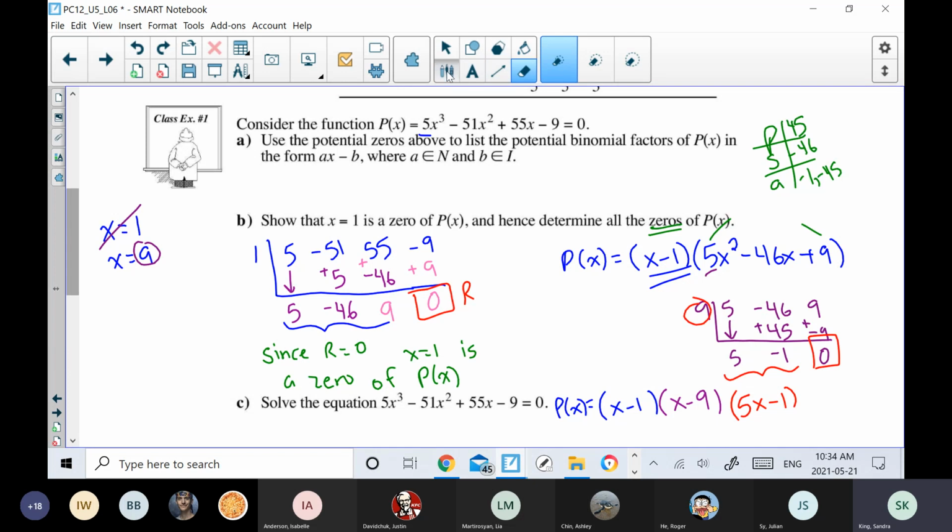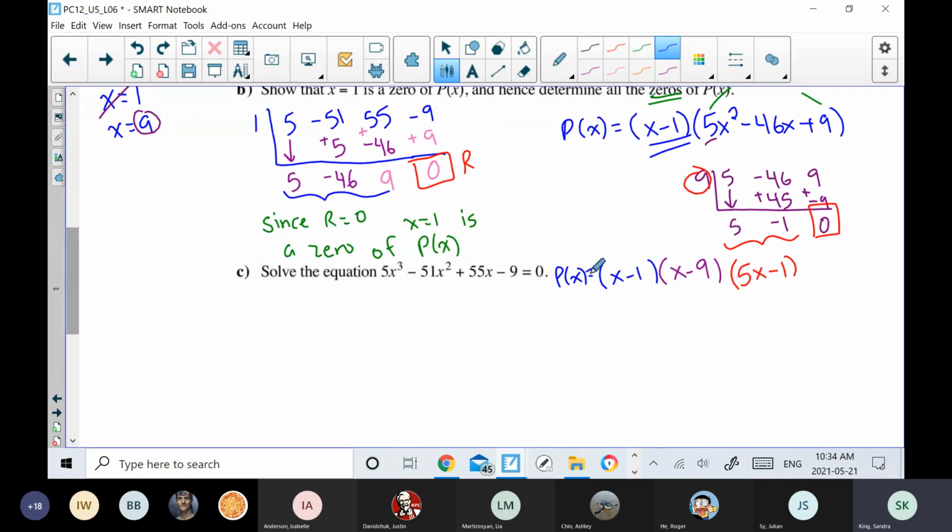Okay, so B says show that x is equal to 1 is a 0. So here's where we showed it, right? We show that x is equal to 1 is a 0 by getting the remainder of 0. And then it says, and hence determine all zeros of P of x. So I didn't quite finish up B. It wasn't asking for me to factor this. It was asking me to give all the zeros. So I'm just going to write that down here. So the zeros of P of x are, this 0 is a 1, this 0 is a 9, and this 0 is 1/5.